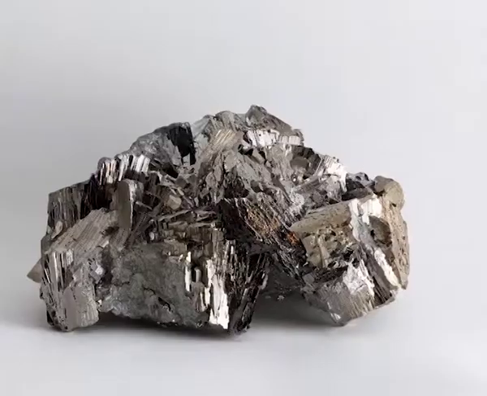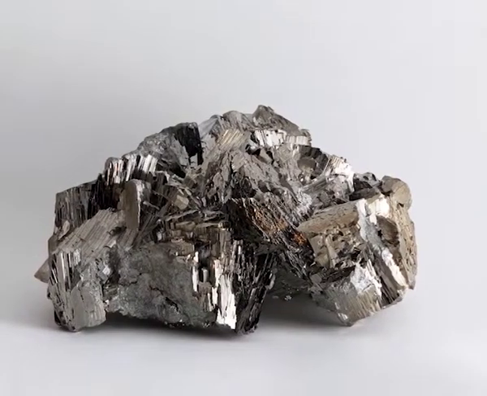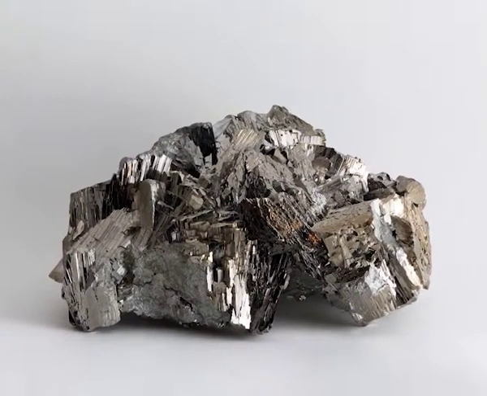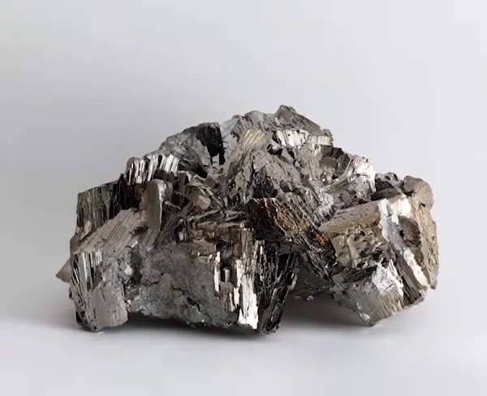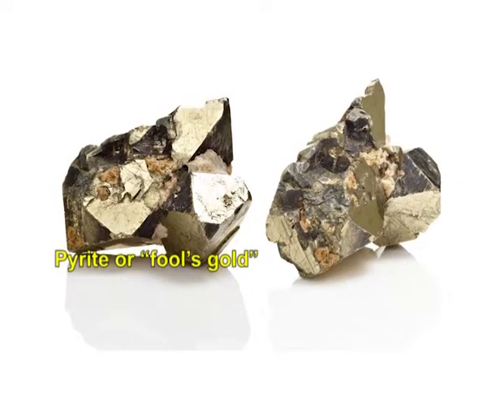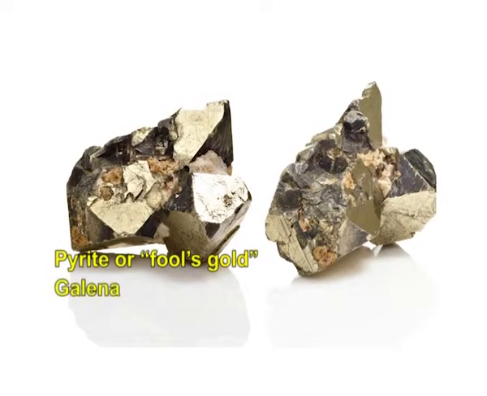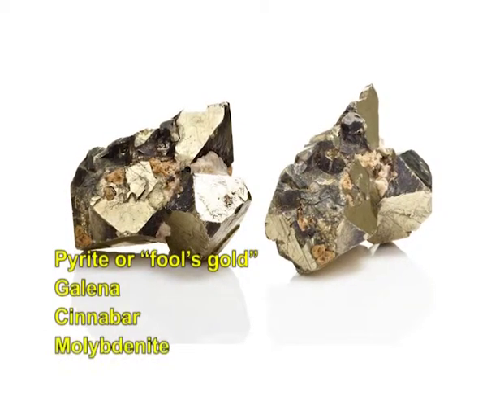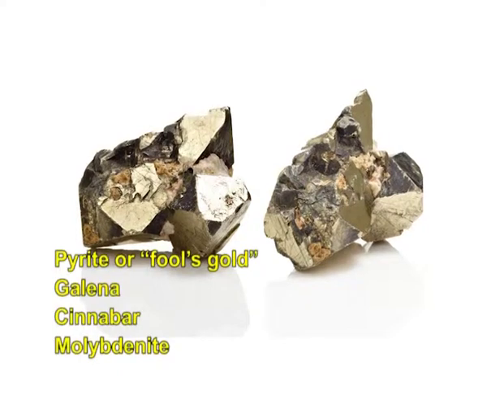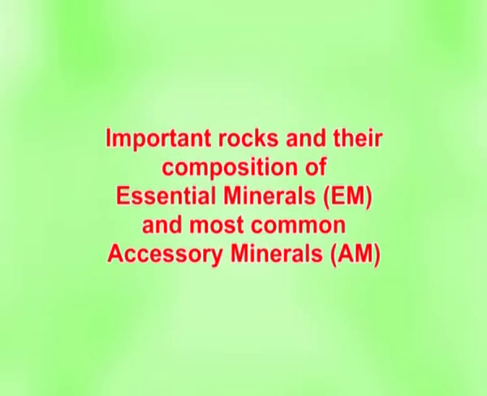Sulfides. Sulfides are minerals composed of one or more metal cations combined with sulfur. Many sulfides are economically important ores. Pyrite, or fool's gold, galena, cinnabar and molybdenite are a few commonly occurring sulfide minerals. Important rocks and their composition of essential minerals and most common accessory minerals.